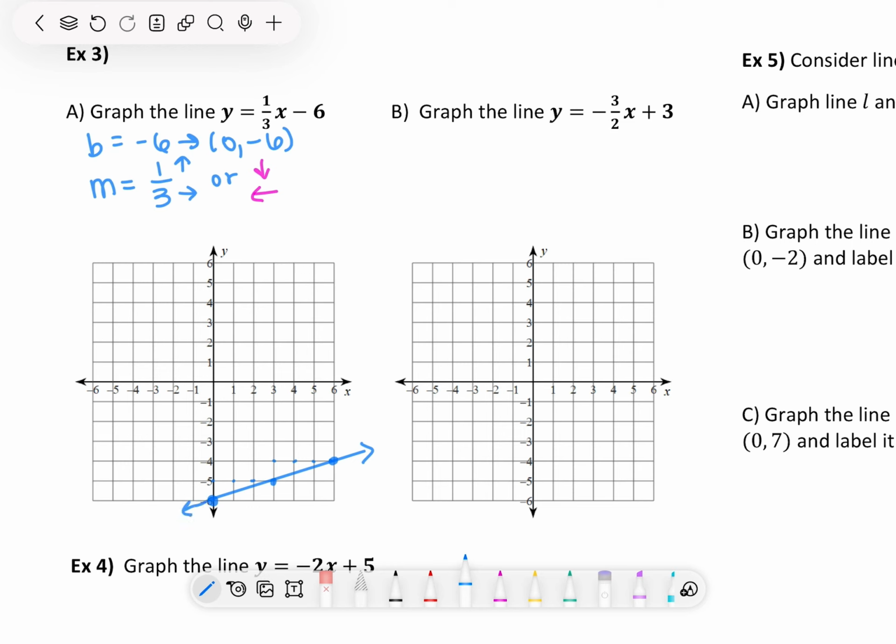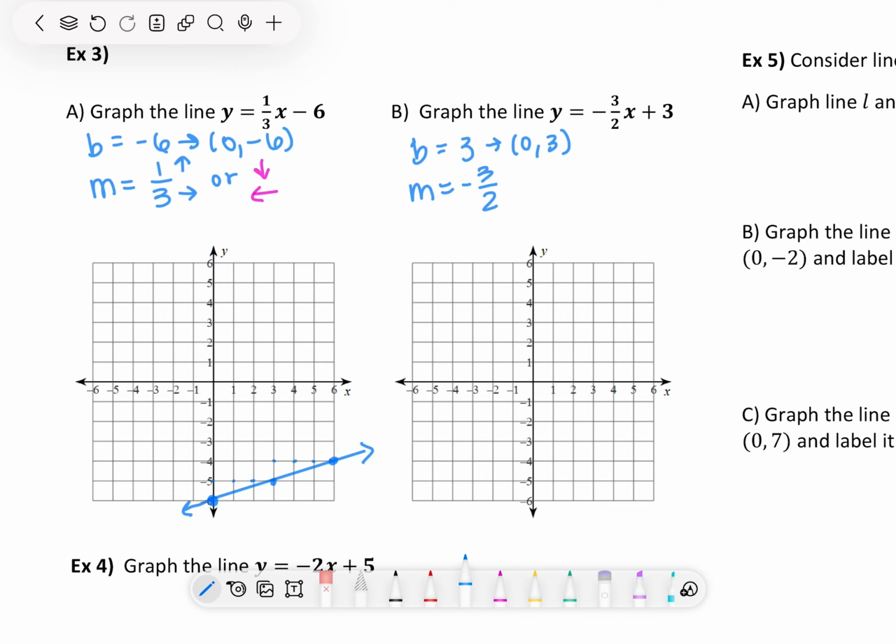All right, let's take a look at B. It says graph the line y equals negative 3 halves x plus 3. Very important here when we look at the slope, I'll talk about that in a second. So for b, it's positive 3, so that's going to be (0, 3). But for the slope, that's a negative 3 halves x. It's a negative 3 halves.